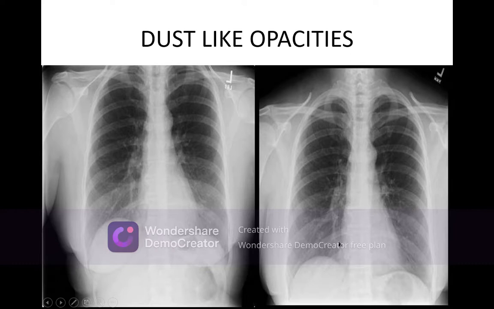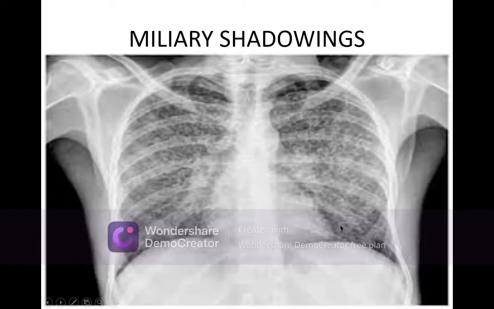Here, small one, very small size. More than that, it is about 0.5 millimeter. More than that is 1 millimeter to 3 millimeter. This is the millet-like opacity, miliary shadowings.